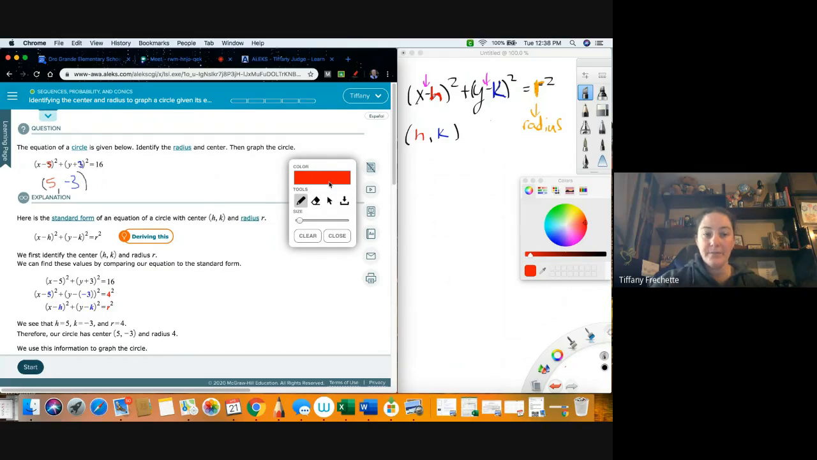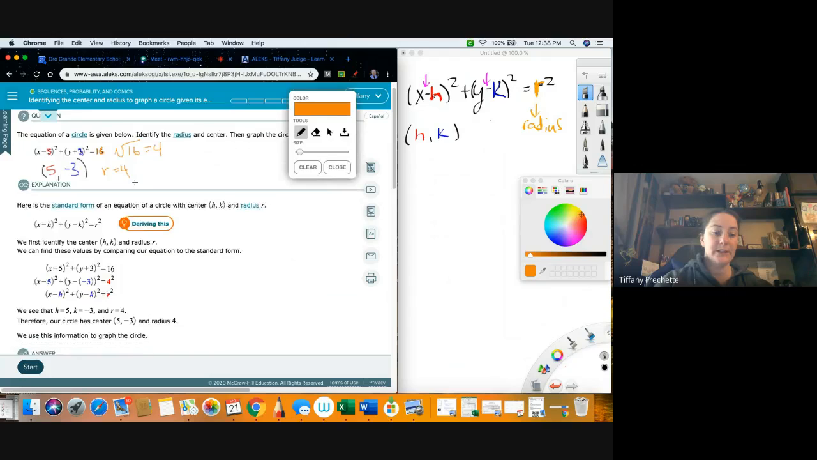And now I'm going to do my radius here. So I have 16. So I don't have a number squared. But what's the square root of 16? 4. So really what this is, is 4 squared. And 4, not 16, is the radius. It's the radius squared at the end. So my radius, or my r, is 4.